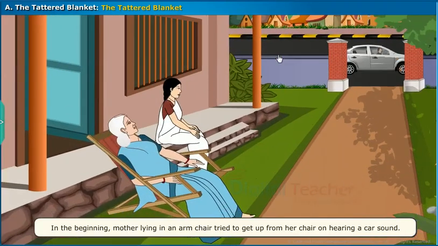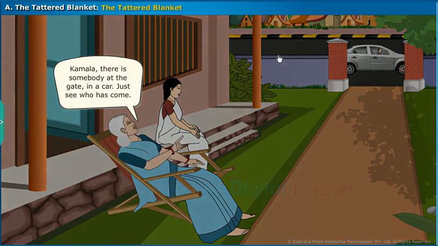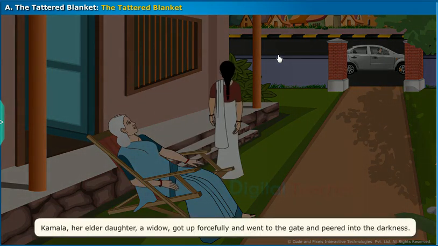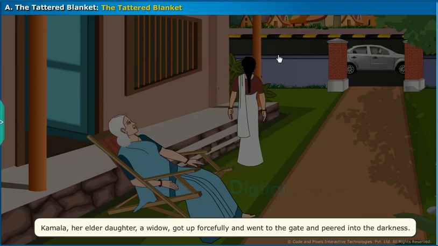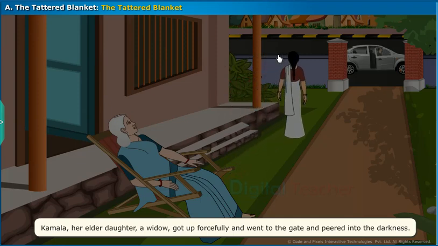In the beginning, mother lying in an armchair tried to get up from her chair on hearing a car sound. Kamla, there is somebody at the gate in a car. Just see who has come. Kamala, her elder daughter, a widow, got up forcefully and went to the gate and peered into the darkness.